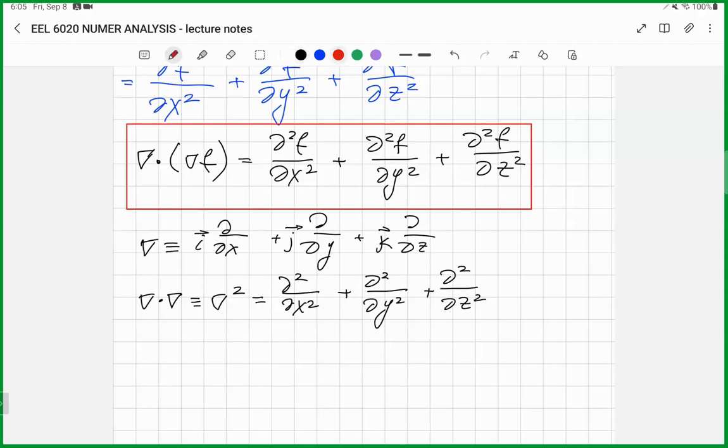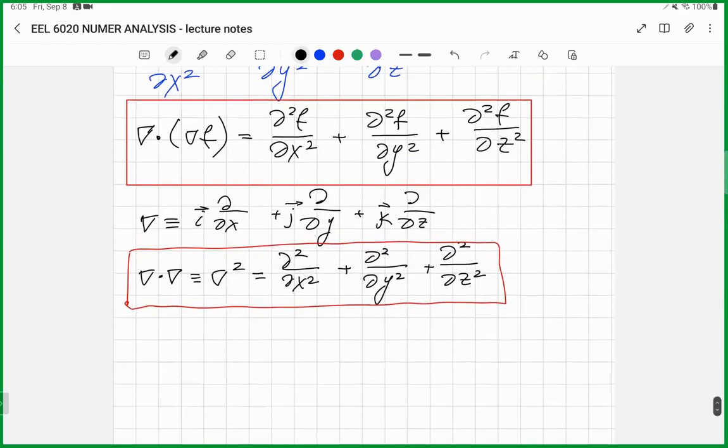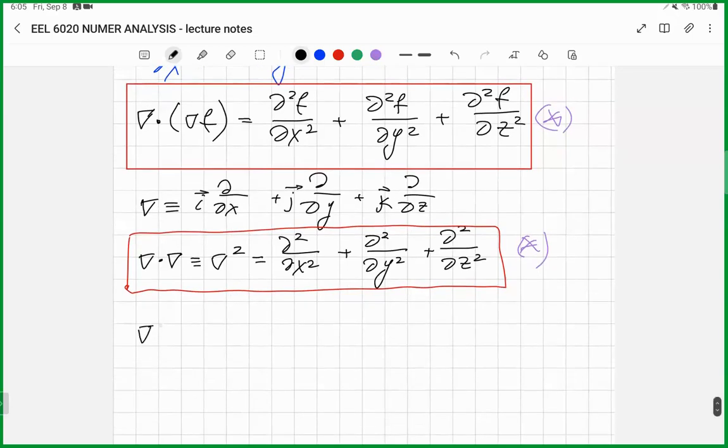This is known as the Laplace operator. Comparing these two formulas, we conclude that the divergence of the gradient of a scalar field is equal to nabla squared of f, and it's the same as the Laplace operator of f. Okay, so let us.